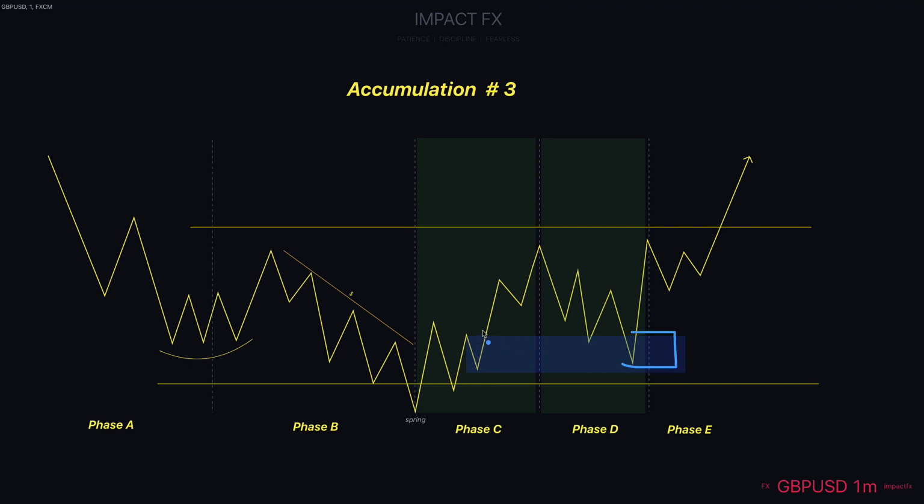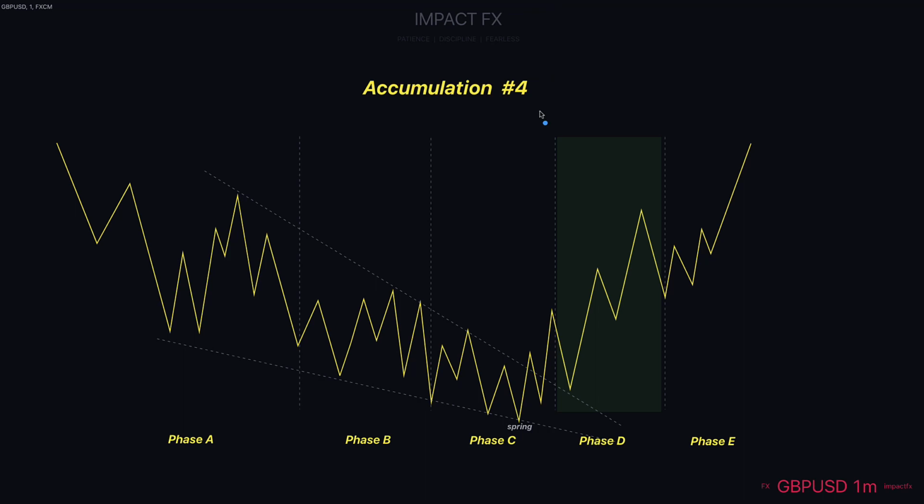Now there are times, folks, where I get in here as well, knowing that this is a flip zone, and I'll put my stop below this low because that's the last mitigated low of the spring, and then the market takes off. Okay, so phase C and phase D are areas that you would be getting into for phase E, which is our expansion phase.